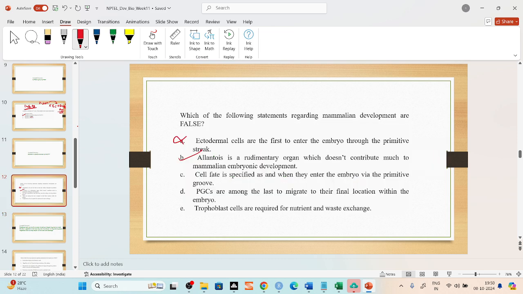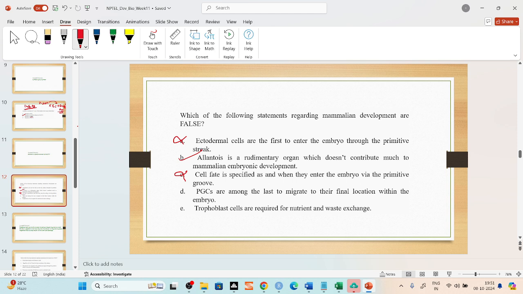This is an incorrect statement. Then, primordial germ cells, that is PGCs, are among the last to migrate to their final location within the embryo. So, is it a true statement or a false statement? It is a true statement, because primordial germ cells migrate later to the developing gonad. So, this statement is correct.